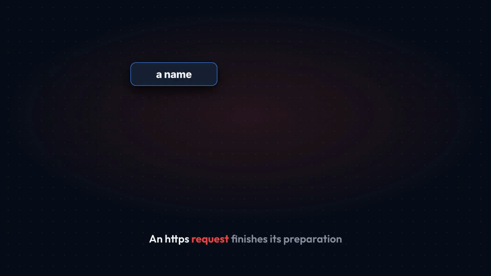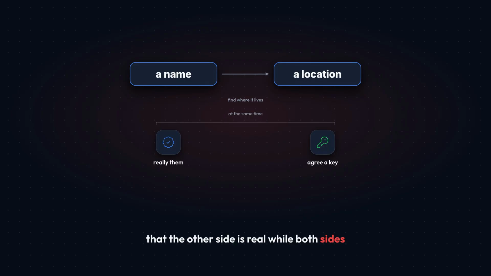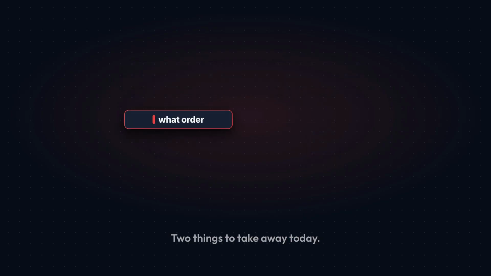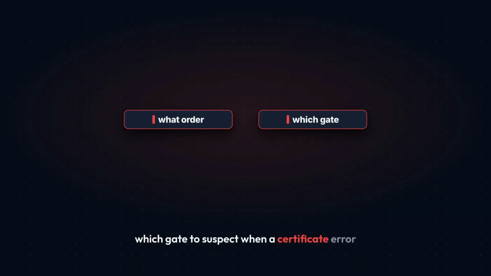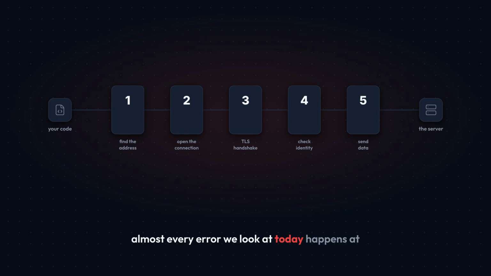An HTTPS request finishes its preparation before the first byte goes out. It finds a location from a name, and it checks that the other side is real while both sides settle on a key. Two things to take away today: what order that preparation happens in, and which gate to suspect when a certificate error shows up. Sending is not one action. One request has to clear 5 gates, and almost every error we look at today happens at the 4th.